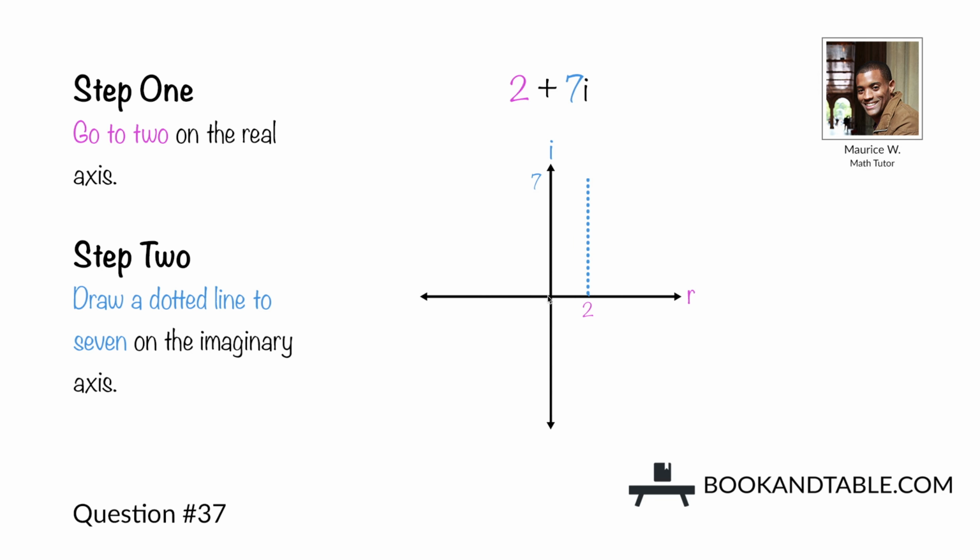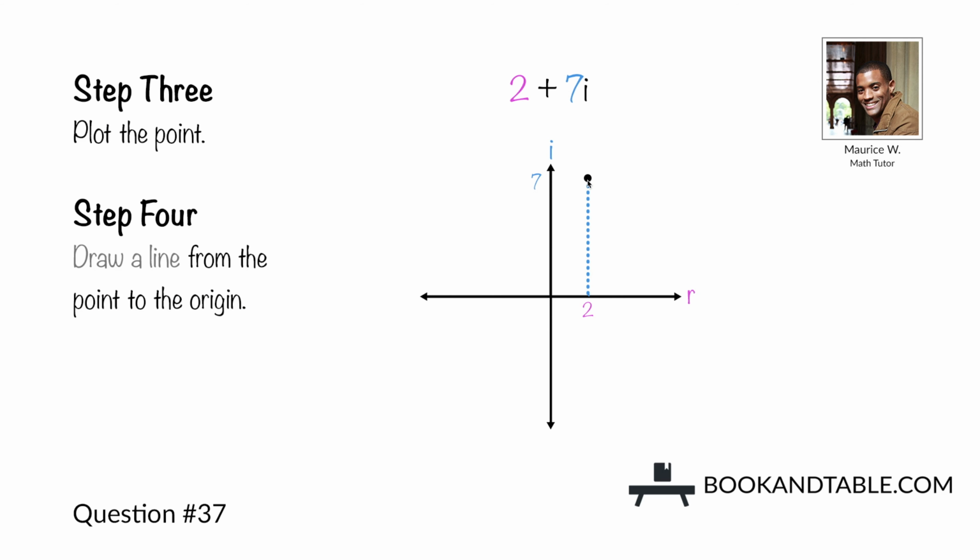Step 1, go to 2 on the real axis. Step 2, draw a dotted line up to 7 on the imaginary axis and then plot the point. You then want to draw a line from the point to the origin, giving us our right triangle for 2 plus 7i. The angle closest to the origin here is our argument, or theta.